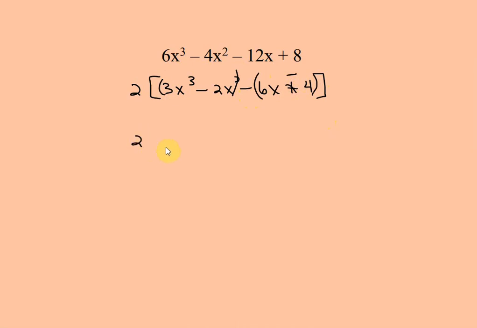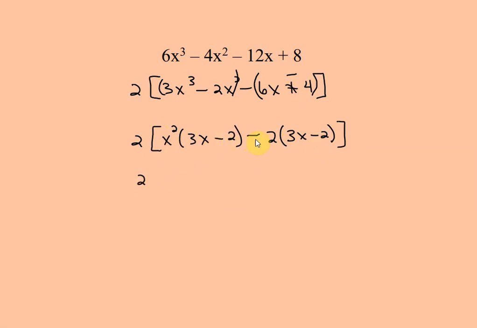Okay, so this 2 is going to tag along here. And then in the first group, the greatest common factor is x squared. And so we're left with 3x minus 2. Bring down our minus sign. The greatest common factor between these two terms is 2. So if I divide by 2, I'm left with 3x minus 2.